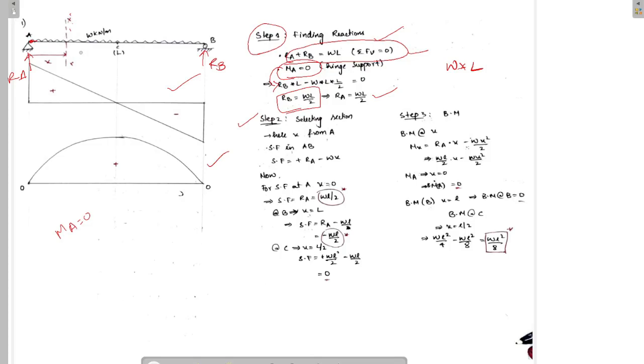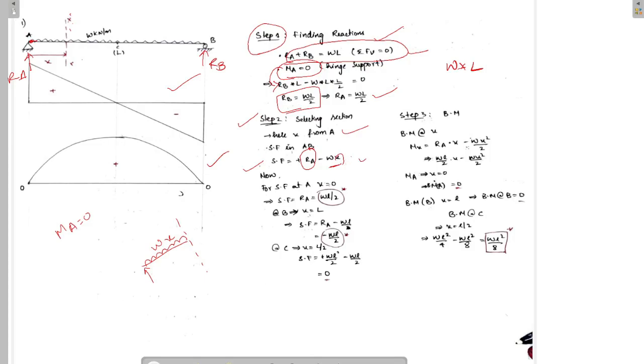I have selected a section XX. At this particular section X, if we write the shear force at this particular section, this will be equals to RA minus WX. RA is the upward reaction acting and WX is the total load acting. This is a section. So considering this, we will be getting shear force as RA minus WX. Now in order to find the shear force at A, we have X equals to 0 because we have taken X from A. If we make X equals to 0, the section will be exactly at A.